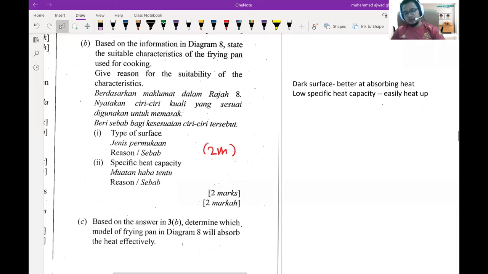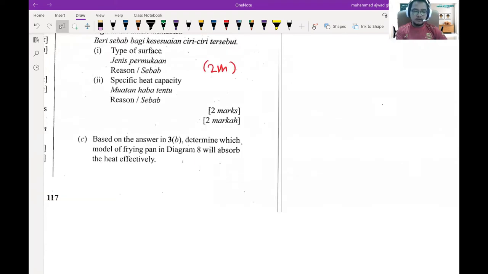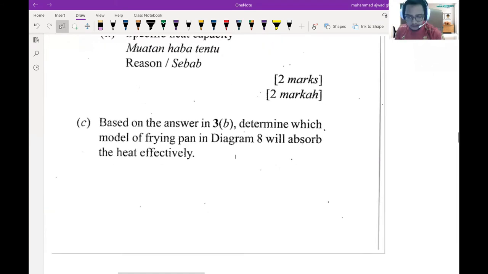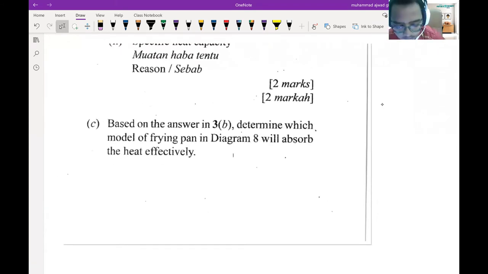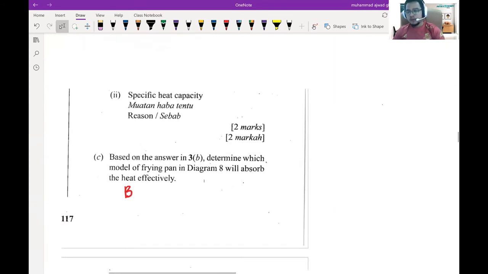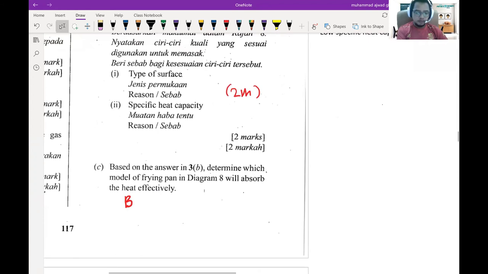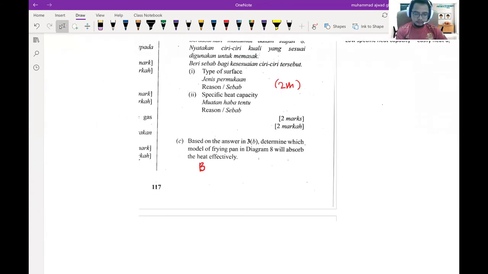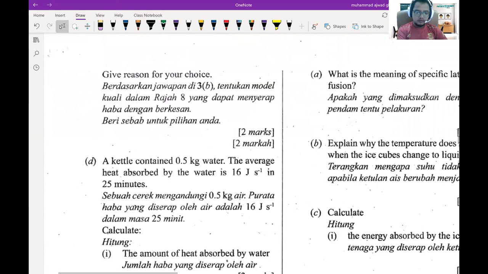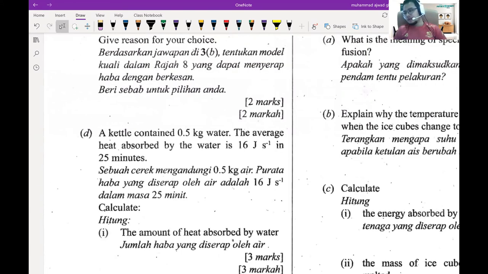Okay, 5. Then part C, free marks: based on the answer, determine which model of frying pan will absorb heat effectively. So which one absorbs heat most effectively? The answer is B. Just like that. The one above needs a reason, the one below doesn't. Then it asks for the reason.